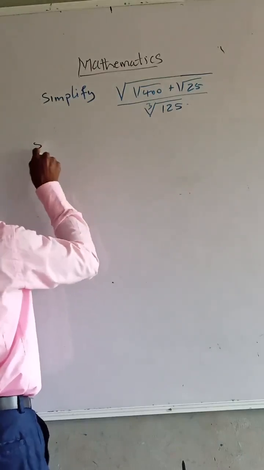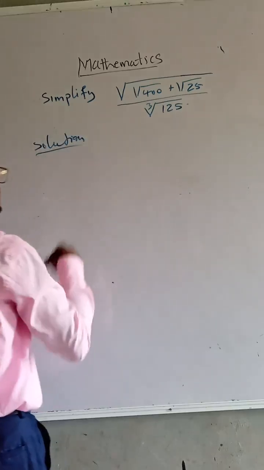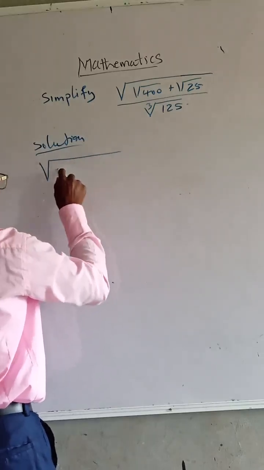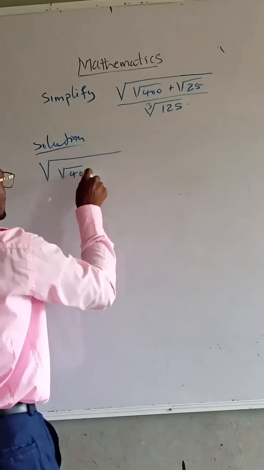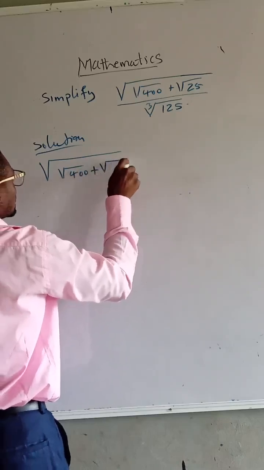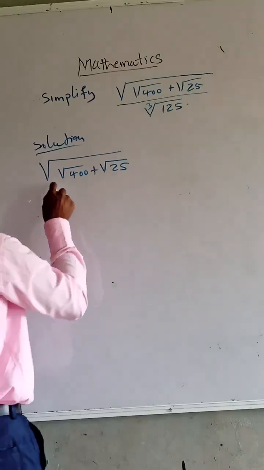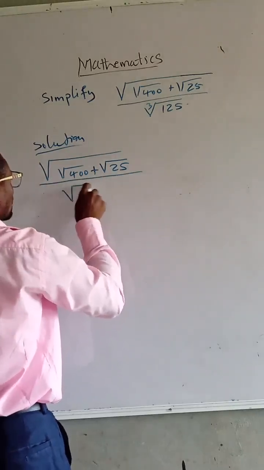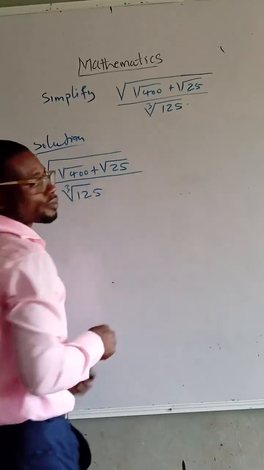Let me show you. Now what we have is root 400 plus root 25. Okay. Everything is divided by what? The cube root of 125.